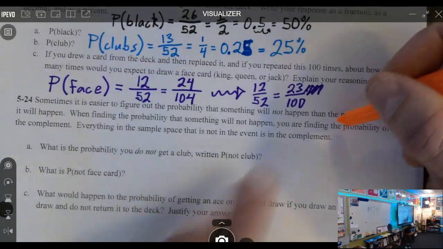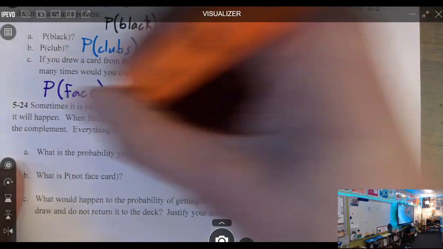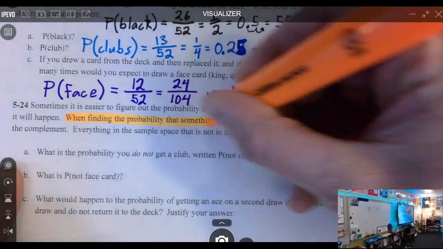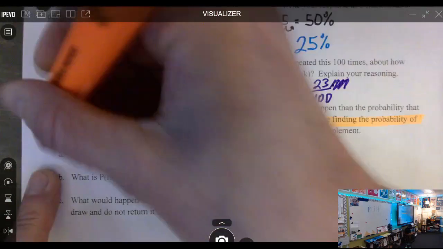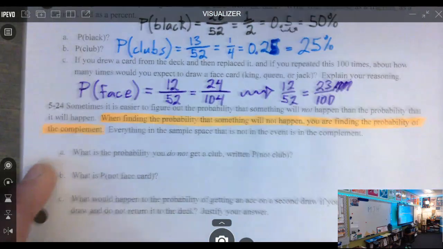when you are finding the probability that something will not happen. Will this bleed through the other side? Probably. If you do it quickly, it shouldn't bleed through too bad. Yeah, it's fine.